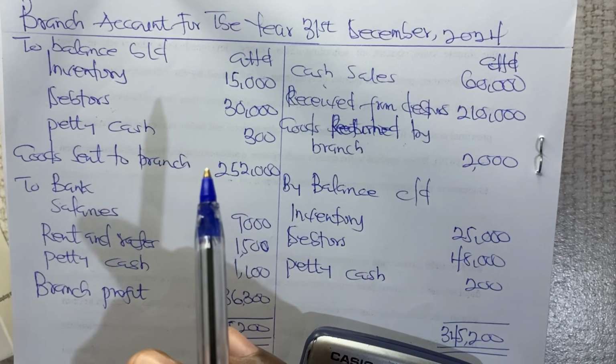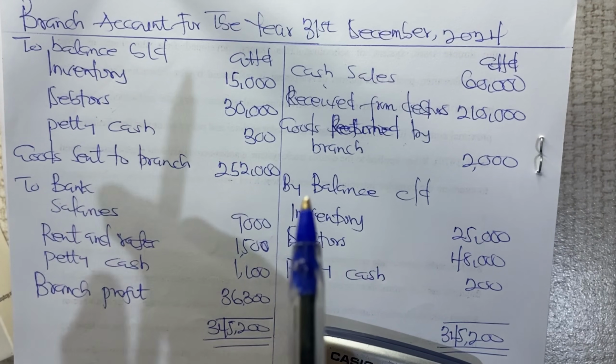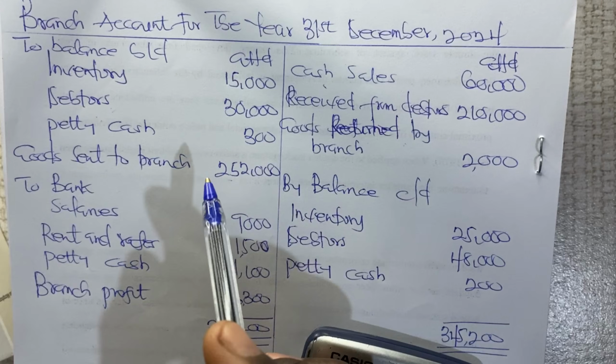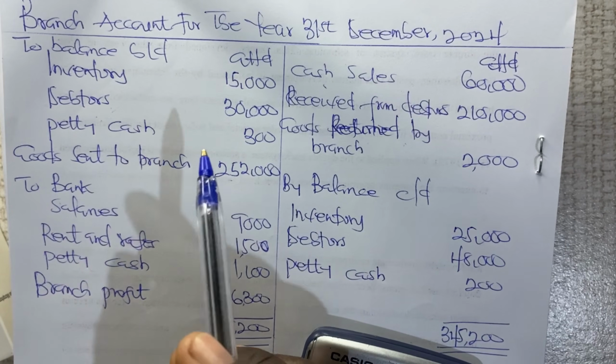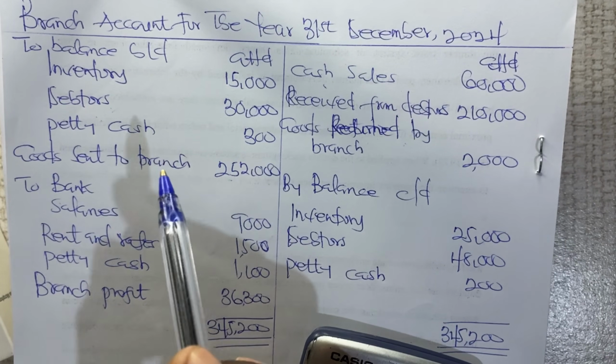In our next video, we'll be looking at what we call stock plus debtor system. This is just a debtor system where one branch account is opened in the book of the head office.